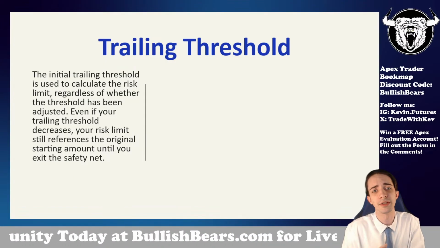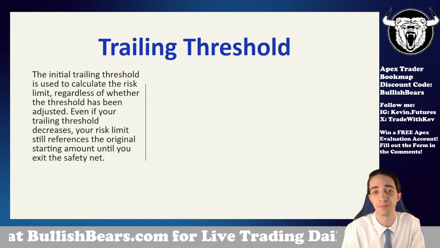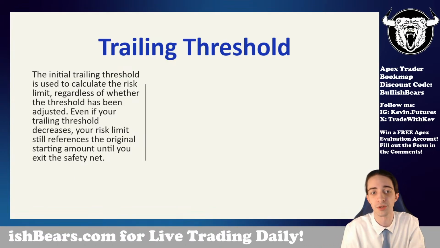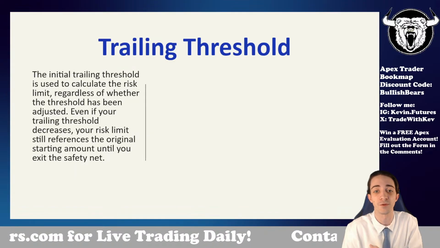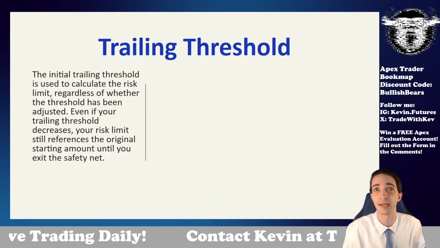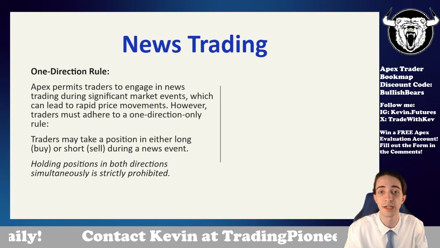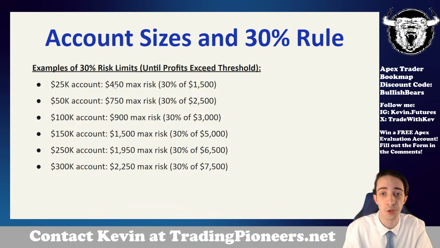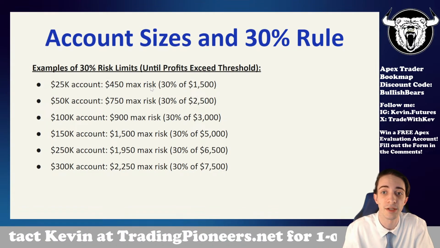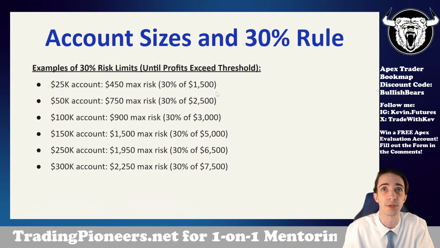So the initial trailing threshold is used to calculate the risk limit regardless of whether the threshold has been adjusted. Even if your trailing threshold decreases, your risk limit still references the original starting amount until you exit the safety net. Very important, guys, right? If you lose that 750 on the first trade, or we go back here, right? We lose that 450 on the first trade, we're still risking 30% of 1500, even though we're already closer to that trail stop.